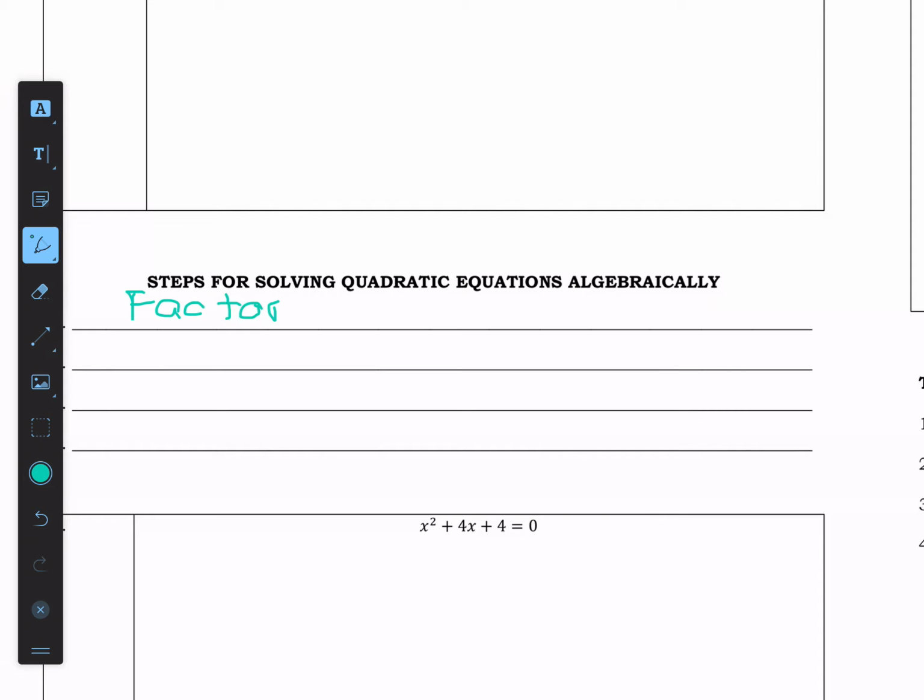Our second step is that after we've factored it, we T off. And when we do that, we set each factor equal to 0. And then after that, you solve the equation. You solve for both of your answers.